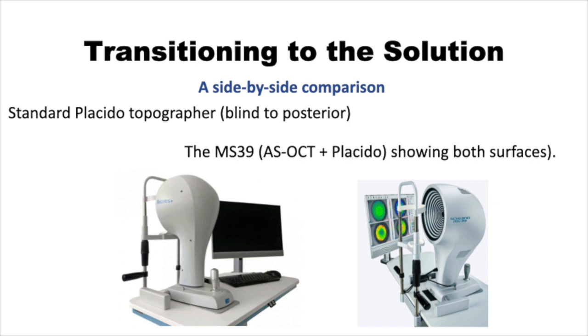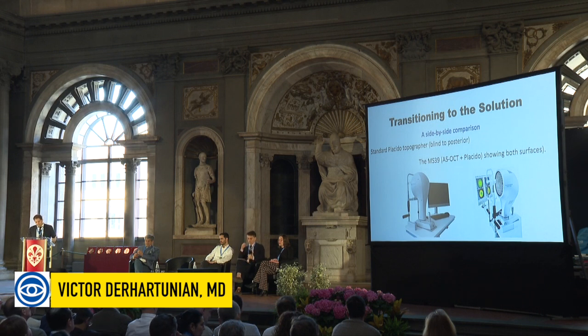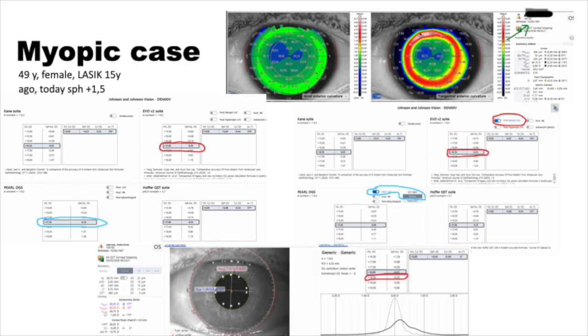So if we compare the topographical diagnostics of such corneas, when we just use topography like Antares, we just have a super precise measurement of the anterior cornea. But if we want to measure the posterior cornea, we need to use an OCT-based device like the MS39, and here we have a combination of Placido and the OCT scan, having a perfect anterior surface measurement and also the posterior one. So let's move to one practical example.